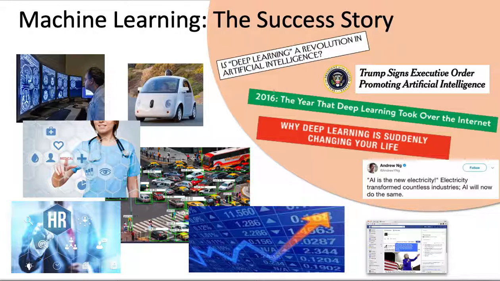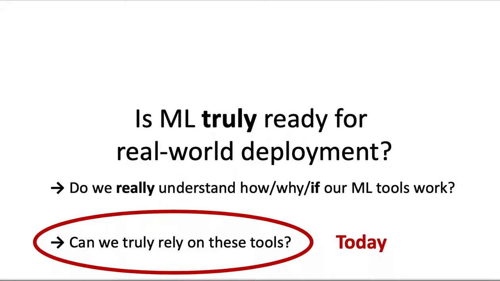And this, of course, makes me in particular wonder. As cool as the machine learning we currently have is, is this machine learning actually truly ready for real-world deployment? There are a couple of questions here. One question is, do we really understand how, why, and even if this ML toolkit actually works? I would say it's highly unclear to me. I guess this class shows you that there is quite a lot to understand there. But the other question is, even for the things that we think work, can we actually truly rely on them? And this is the kind of question that I want to focus on today. Can we truly rely on machine learning?